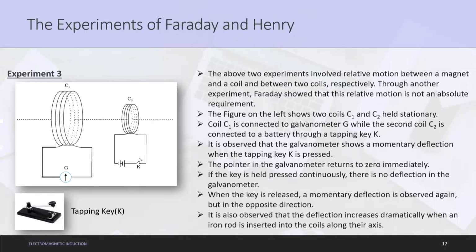So what does experiment number 3 by Faraday and Henry tell us about? Before starting the experiment, please make sure about a new thing involved in it, which is a tapping key. A tapping key is nothing but anything involved in completing a circuit. Let us say this is a bulb, here is a tapping key, and here is a battery. For now this is an open circuit.